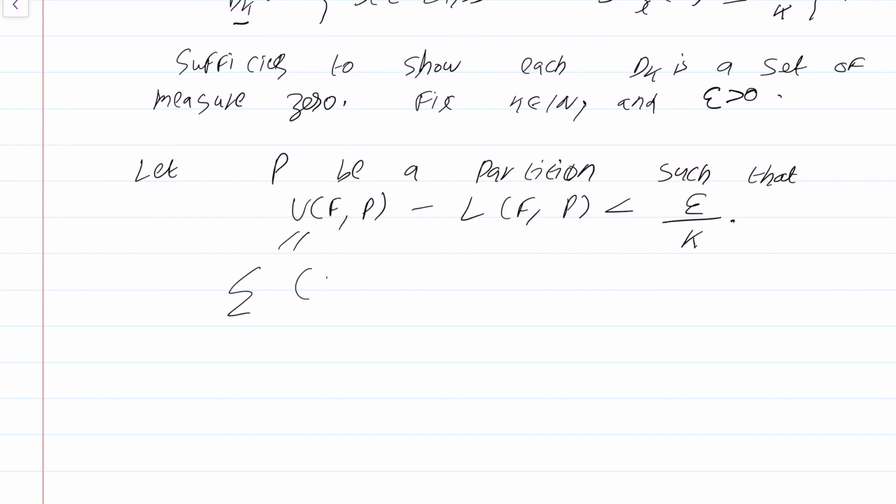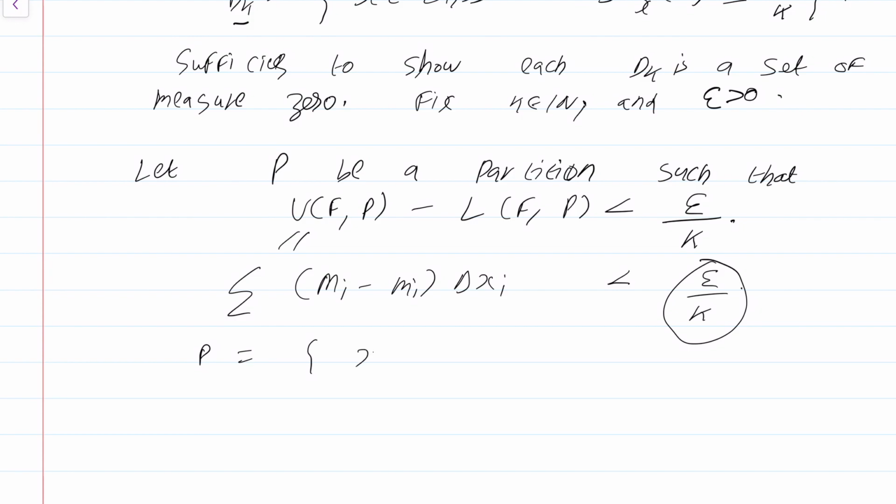It's just the summation of capital Mi minus small mi times delta xi. This is less than epsilon by k. Right? This is less than epsilon by k. How does this help? Well, observe the following. Because this is less than epsilon by k, there cannot be too many intervals coming from the partition. So let's make that precise.